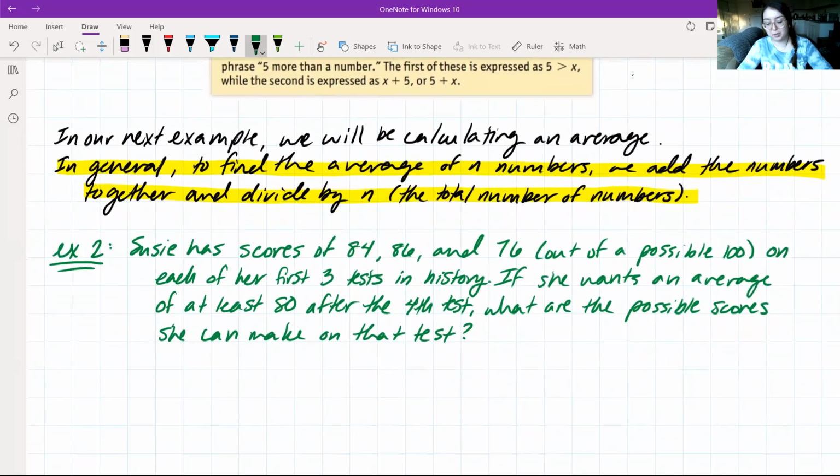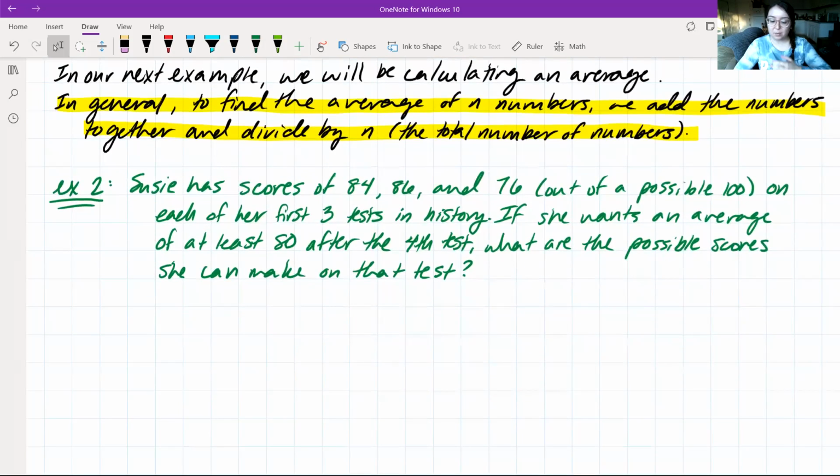So here we go, example 2. We have that Susie has scores of 84, 86, and 76 out of a possible 100 on each of her first 3 tests in history class. If she wants an average of at least 80 after the 4th test, what are the possible scores she can make on that test? So we have an applied problem.